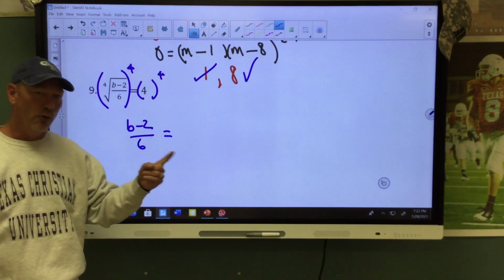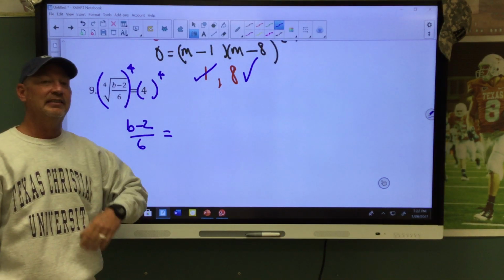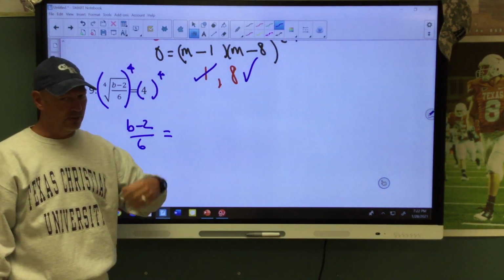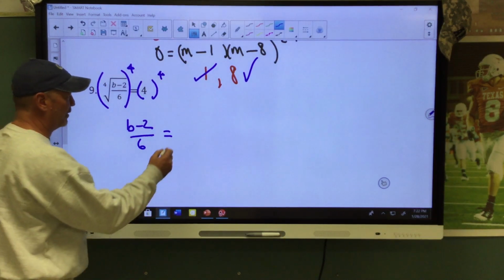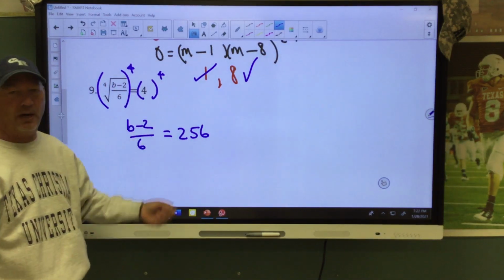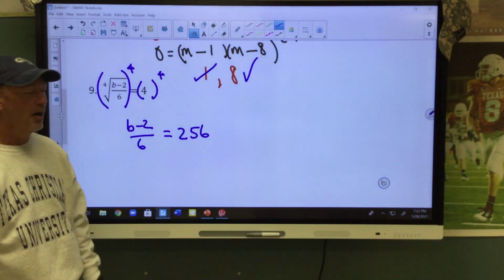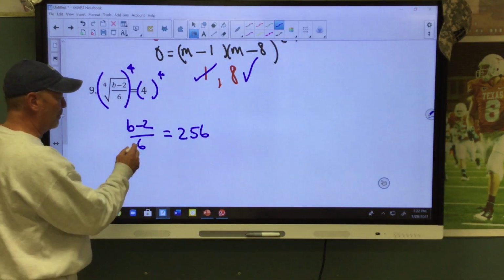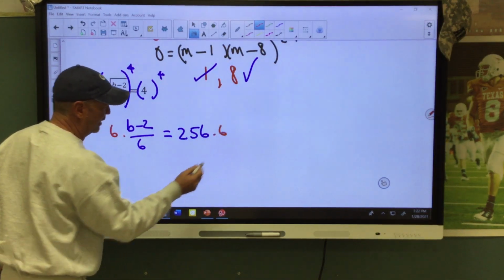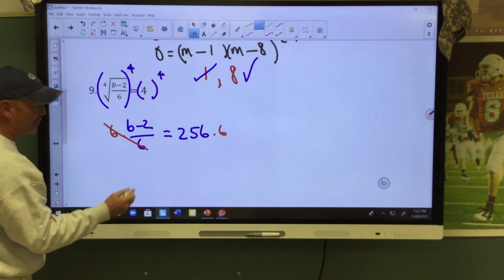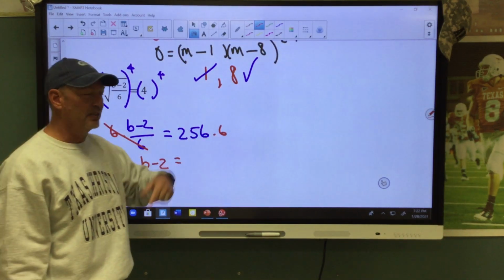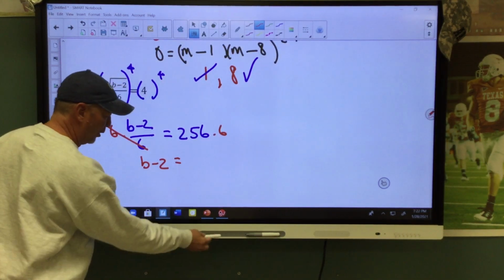4 times 4 is 16. 16 times 4 is 64. And that starts getting big, but 64 times 4 will give you 256. Please use your calculator and put 4 to the 4th power in it and get 256. All right, now I'm at my end, okay? Because when I need to move the 6, I'm going to multiply times 6 times 6. This will allow this to cancel. This is going to leave me with b minus 2, but I can't do 256 times 6 in my head. So I'm going to go to my calculator.